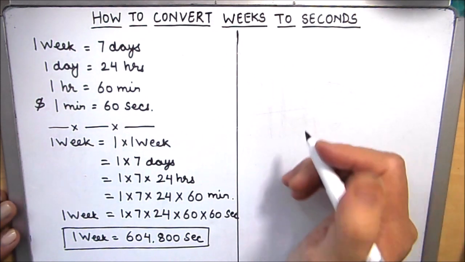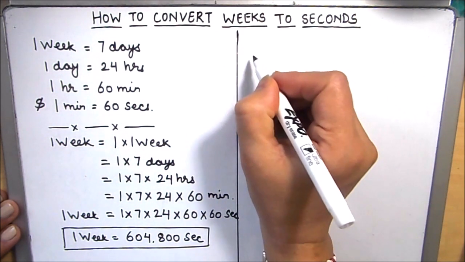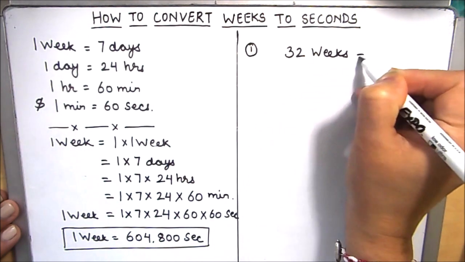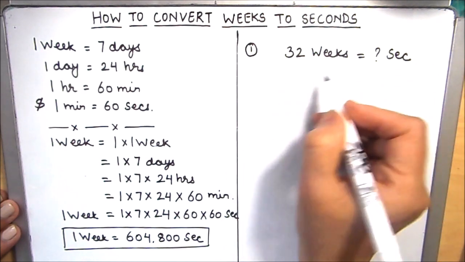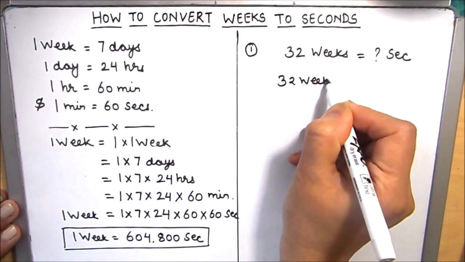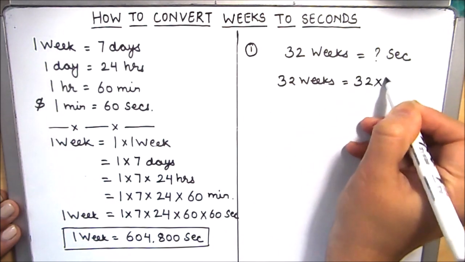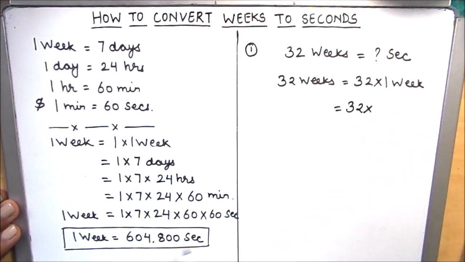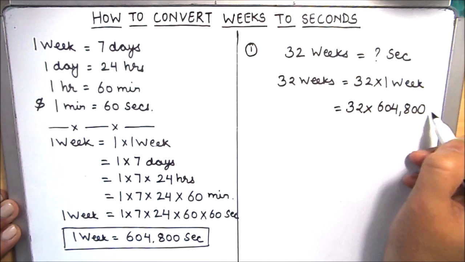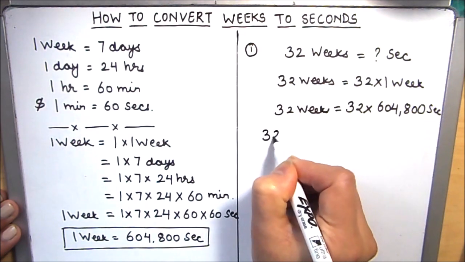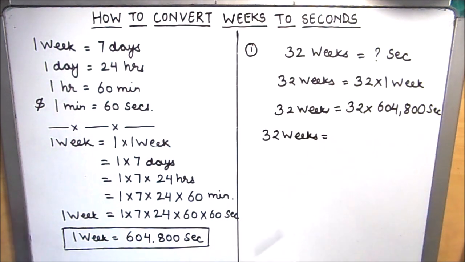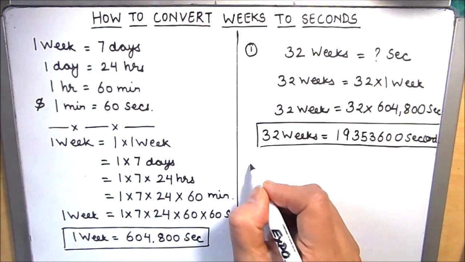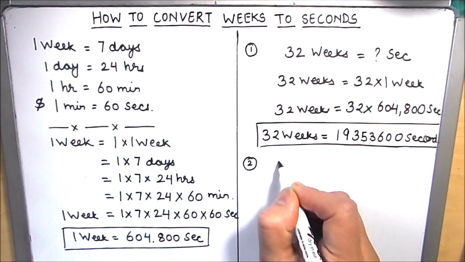Now let's see a few examples to convert from week to seconds. So example 1 is, let's convert 32 weeks into how many seconds? For this conversion we can write 32 weeks as 32 times 1 week, and in place of 1 week we are going to write this number, which is 6,04,800 seconds. So 32 weeks comes out to be 1,93,53,600 seconds.